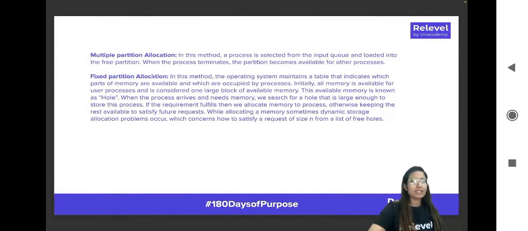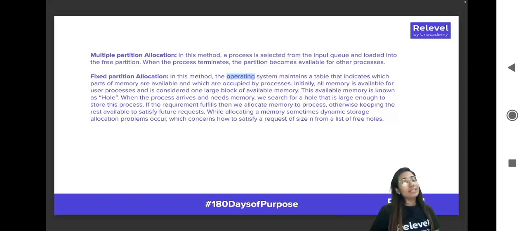In the fixed size partition allocation, what happens is the operating system, or let's first talk about the multiple partition scheme also, that might give you a better idea. In multiple partition allocation, or variable size partition allocation, a process is selected from the input queue which is trying to get executed, and it is loaded in the free partition. When that process terminates, the partition becomes available for another process. Very simple, right? This kind of scheme is known as dynamic partitioning, and it came into existence later on when we figured out a few problems that existed with the fixed partitioning scheme.